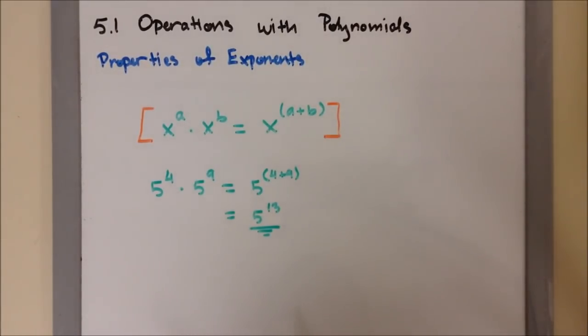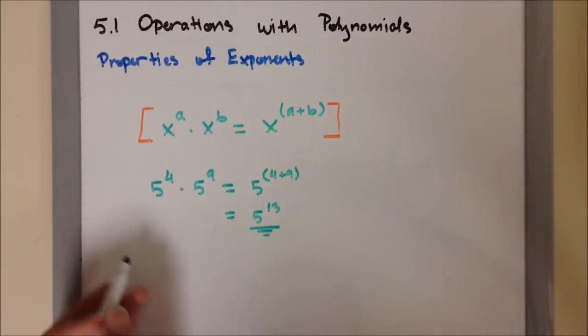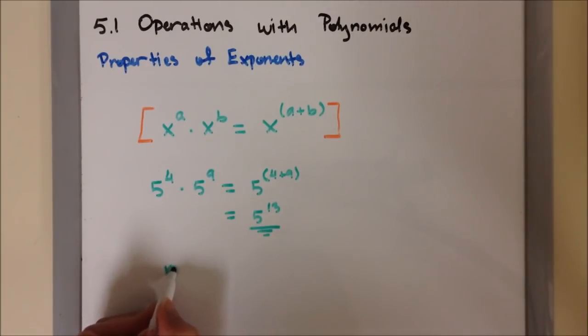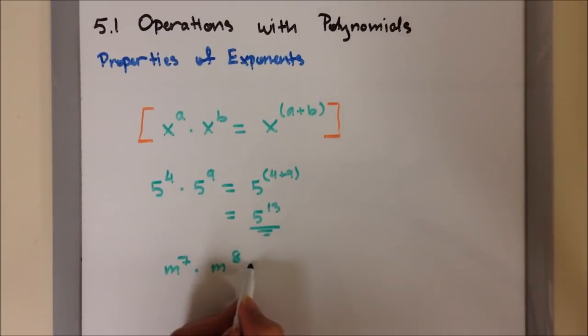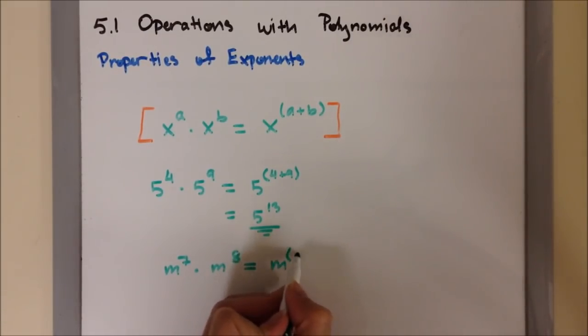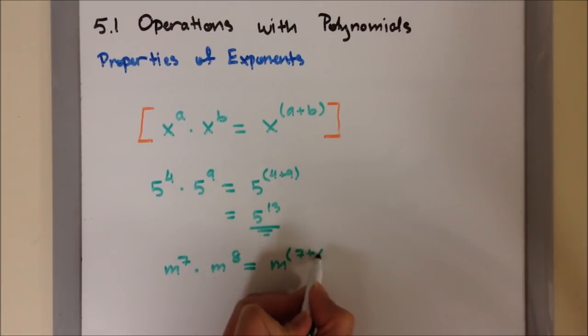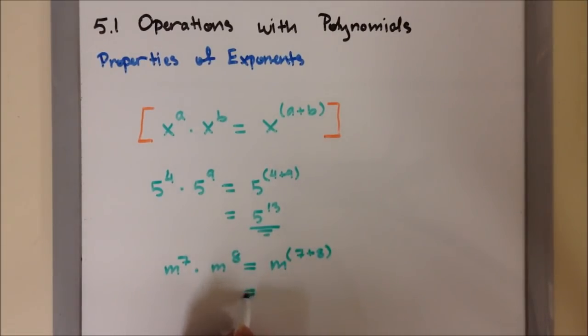Now say we are working with variables. So m to the 7th power times m to the 8th power. Since it's same base multiplying, it's going to be m to the power of 7 plus 8, which is m to the 15th power, and this is our final answer.